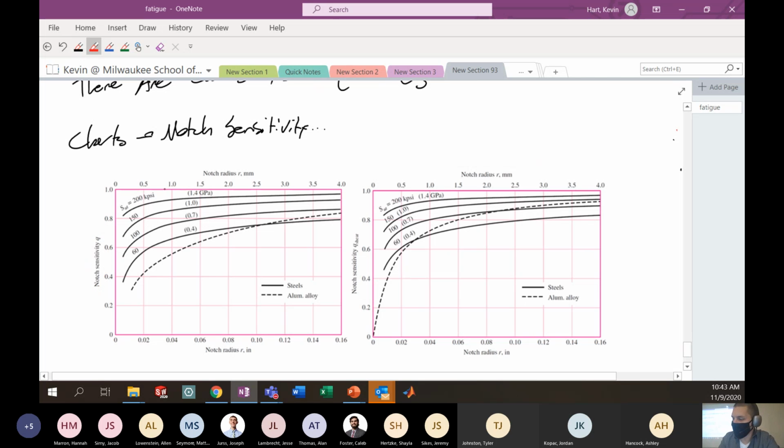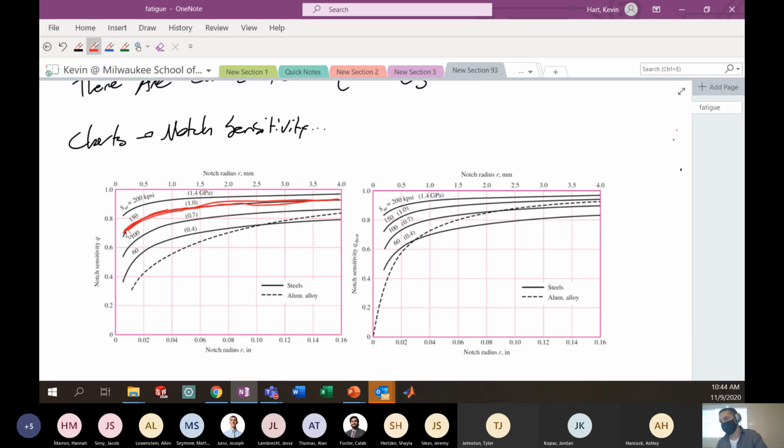The idea here is that you find the line that is closest to your material with the tensile strength. All right, so here these black lines are for steel. So if I have a steel with an ultimate tensile strength of 150 KSI, I'm looking at this line here.